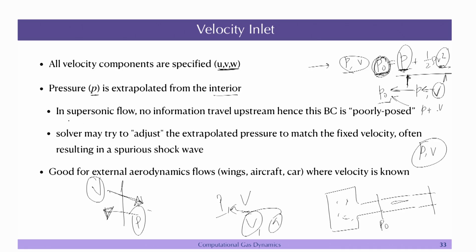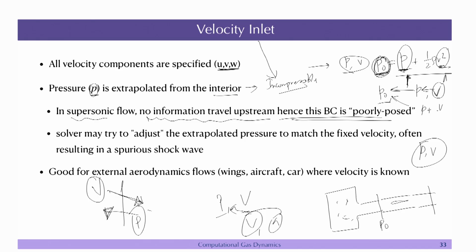So, another thing is that, as I mentioned earlier, the velocity inlet boundary condition is usually used for incompressible flow. In the case of supersonic flow, even in high subsonic compressible flows, there is no information that can travel upstream. Okay. So, this boundary condition is poorly posed. One reason is that in supersonic flow all the characteristics are basically moving in. Okay. So, there is no information that travels upstream. So, this boundary condition cannot be applied.